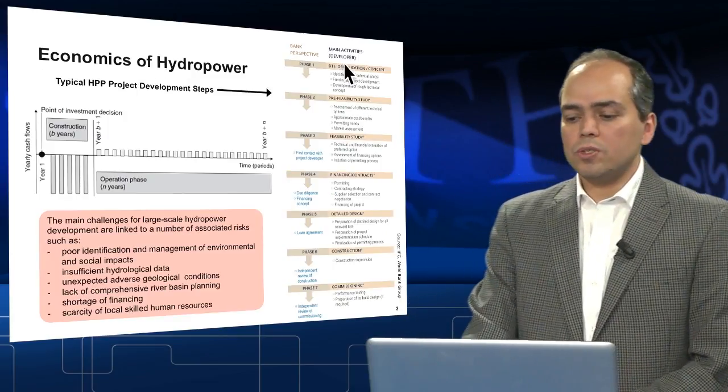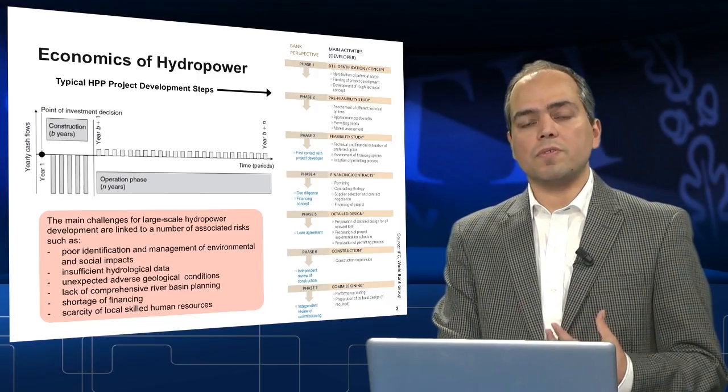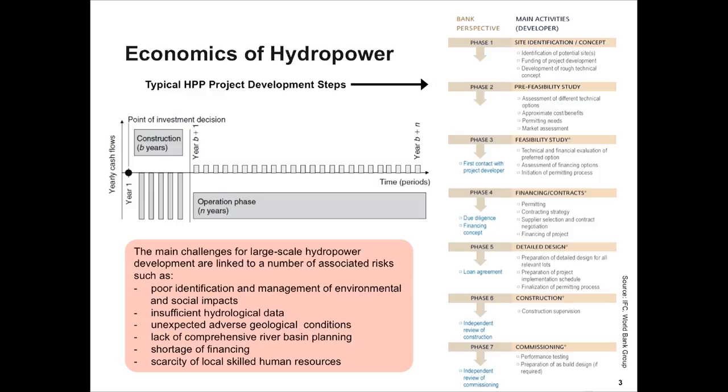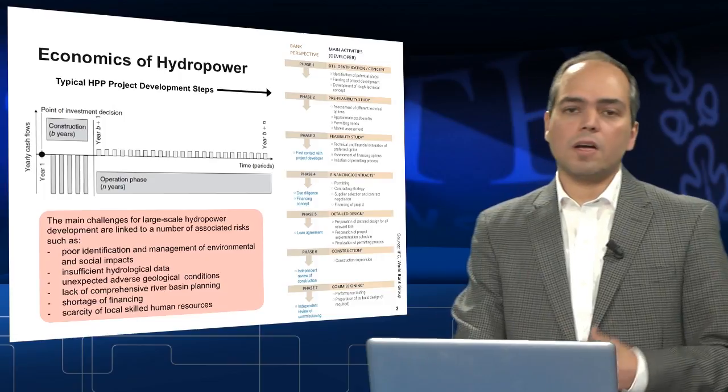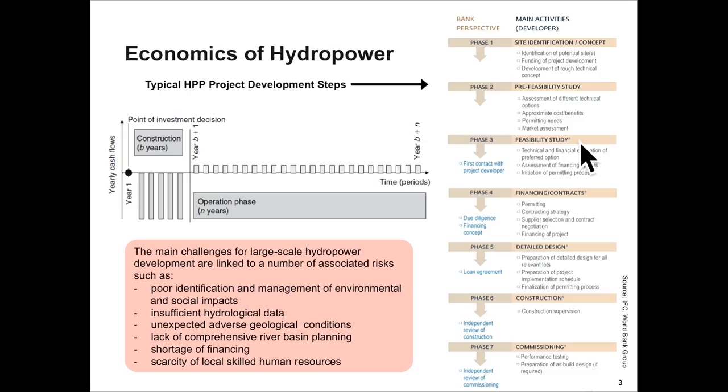It's good to take a look at the different stages of development of a large-scale hydropower plant. If you take a look to your right, then you could see the main activities. So it's the site identification, the concept study, then comes the pre-feasibility studies, feasibility studies, and this is in fact where the financing part of the project becomes important. The project should be financed.